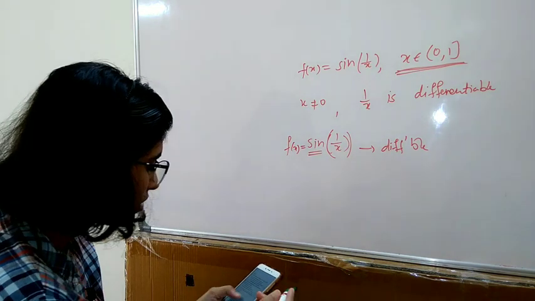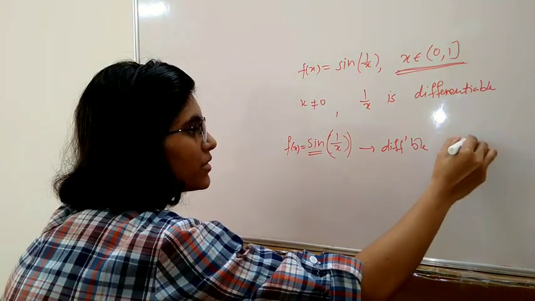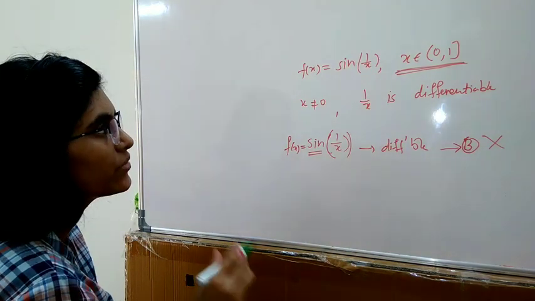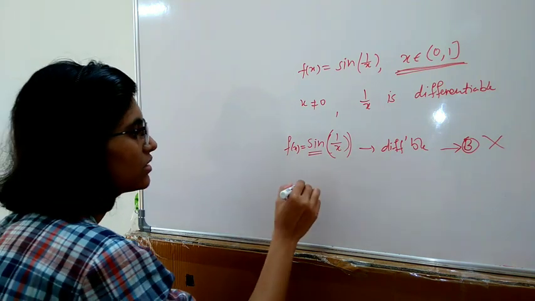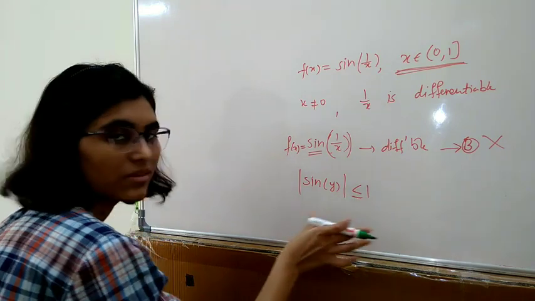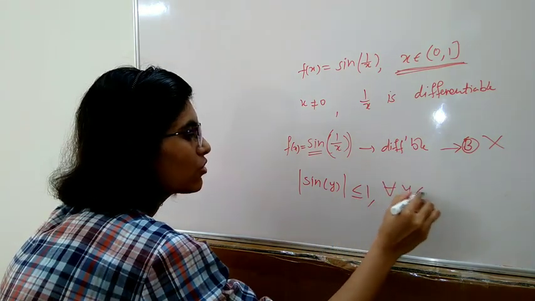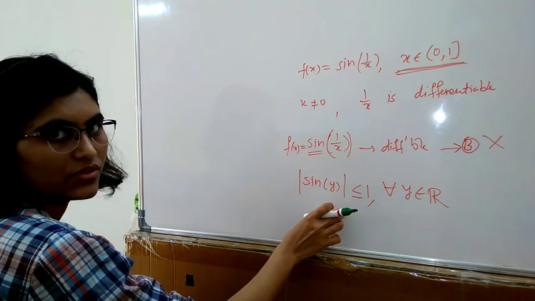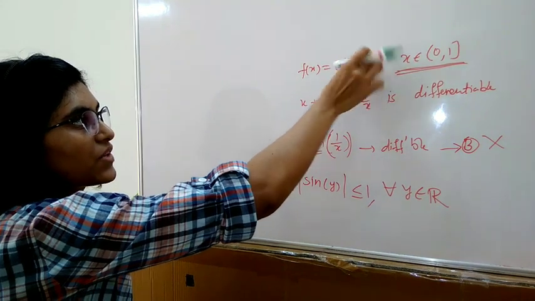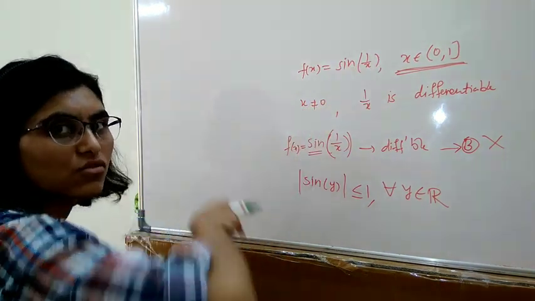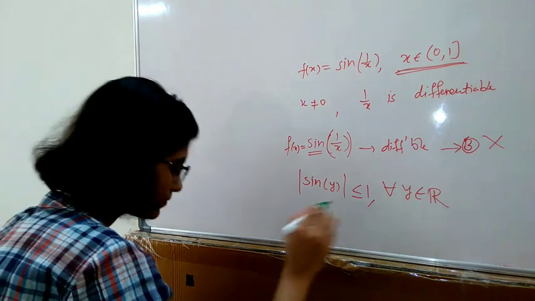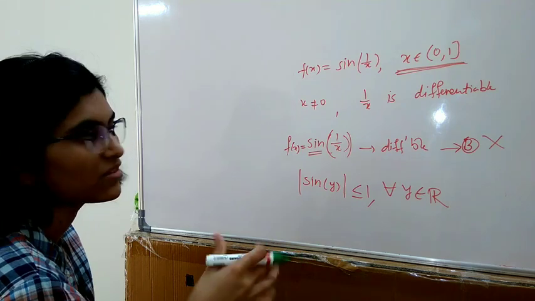So look at the options now. Option B is not true. Then just note that whenever we have sine of something, sine of y is bounded, with absolute value less than or equal to 1 for all y belonging to R. That means sine is a bounded function. Here it is just 1 by x, so sine of 1 by x is also a bounded function. So option A is also not true, because option A says it is an unbounded function.